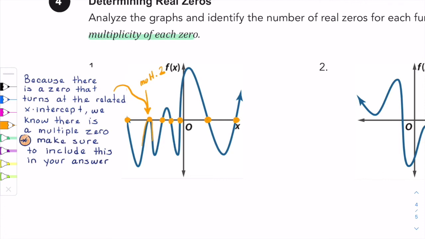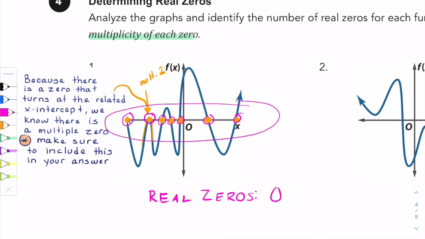So if I count up my zeros, I have 1. This counts as 2, so 2, 3, 4, 5, 6, 7, 8. So I'm going to say real zeros on this example is 8. And pay attention to whether or not the graph crosses or touches at that 0.